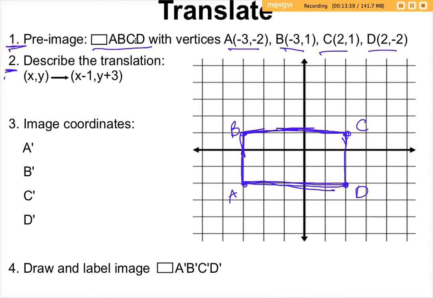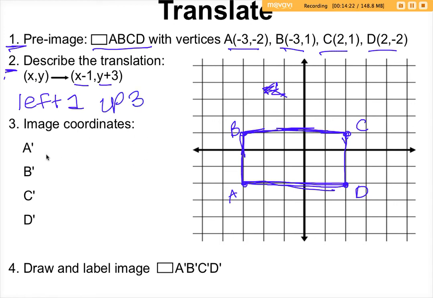Okay, number 2, describe the translation. So we want to look at this algebra and put it into words. Basically, here's what's happening. X minus 1. Imagine any x coordinate. If I subtract 1, I'm going to be moving to the left 1 from whatever point I'm at. Y plus 3. Now the y is my up and down value. I'm going to add 3, which means whatever y value I have is going to increase by 3, or move up 3.